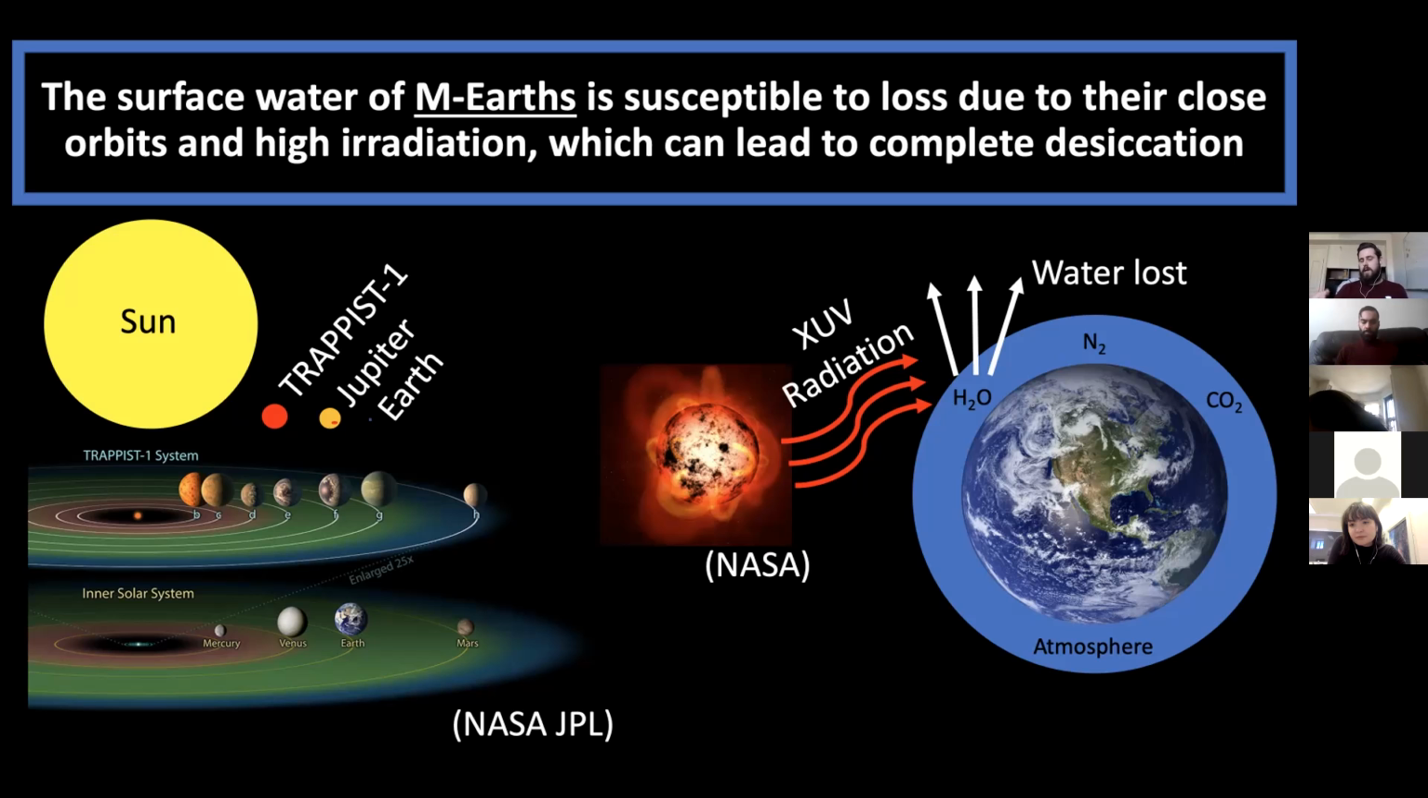Now, this XUV radiation is important because it impinges on the atmospheres of these orbiting rocky planets, and it can photodissociate water molecules high in the atmosphere and drive loss to space. This loss can be very significant, and it can even lead to complete desiccation of the surface of these planets, which would obviously be a negative for habitability based on the presence of surface water. So for the rest of this talk, I will refer to an Earth-like planet orbiting an M-dwarf star as an M-Earth.